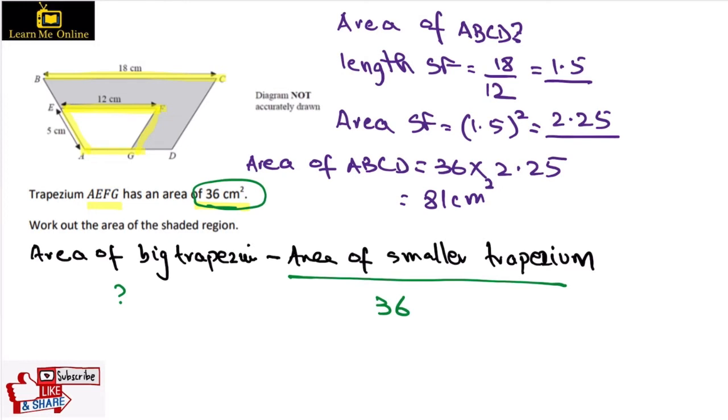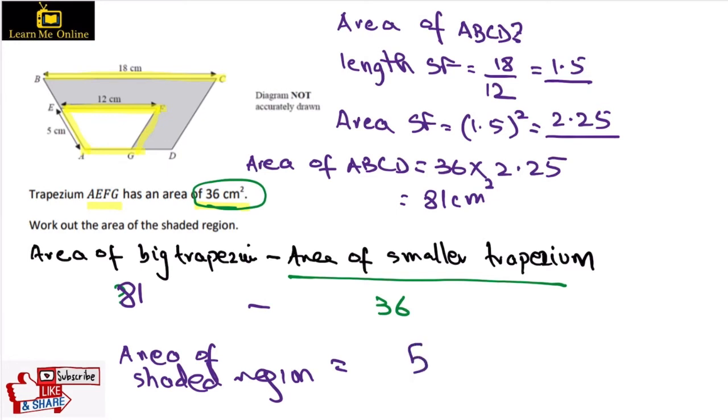Now, because we are finding the area of the shaded region, the area of the bigger trapezium, which we just found is 81, you minus 36 from it. That would be the area of the shaded region. So you write it down: the area of the shaded region would be, 8 take away 3 is 5, and 5 again. So that would be 55 centimeters square. That would be the area of the shaded region.